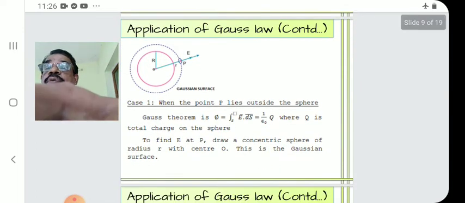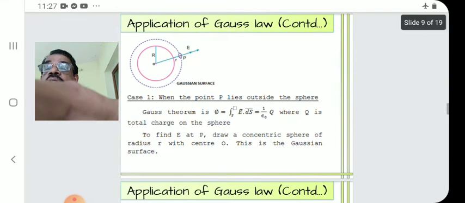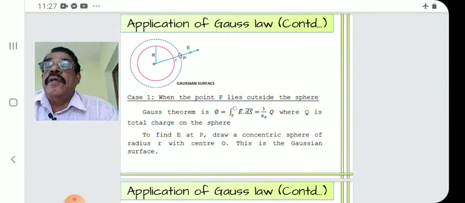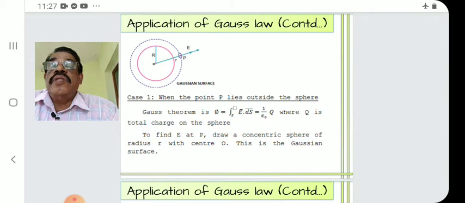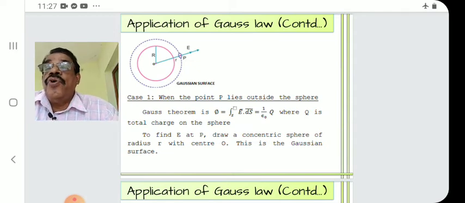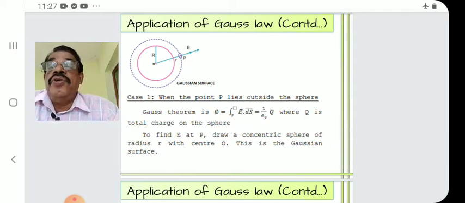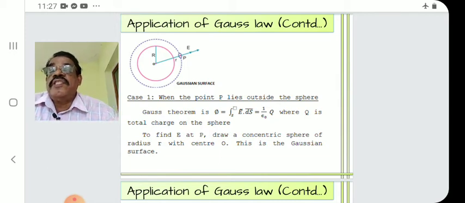So we take a point P as in the previous case, when the point lies outside the sphere, case 1. Gauss theorem is phi is equal to surface integral E dot ds equal to 1 by epsilon 0 Q, where Q is the total charge on the sphere. To find E at P, draw a concentric sphere of radius r with center O. This is the Gaussian surface.